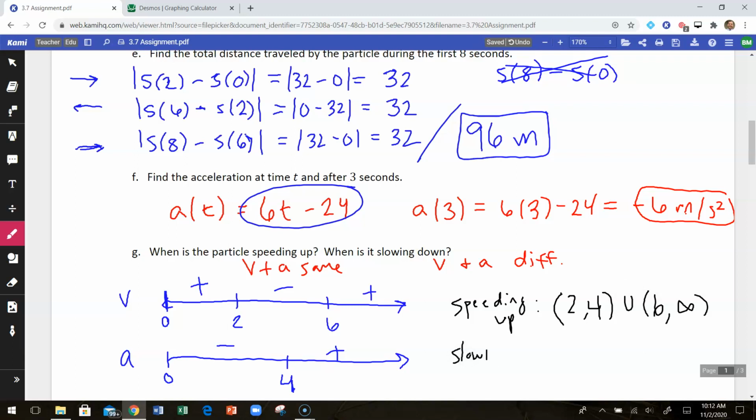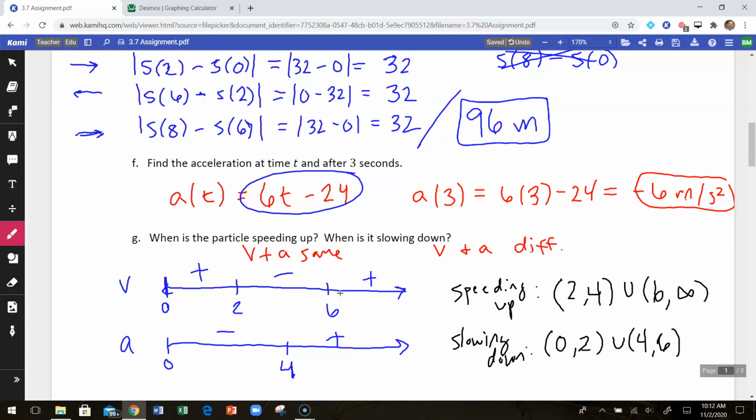And then when will it be slowing down? That's when the signs are different, which happens from 0 to 2, where the velocity is positive and the acceleration is negative, and also from 4 to 6, where the velocity is negative and the acceleration is positive. Those are opposite in sign. So it's slowing down from 0 to 2 and from 4 to 6.